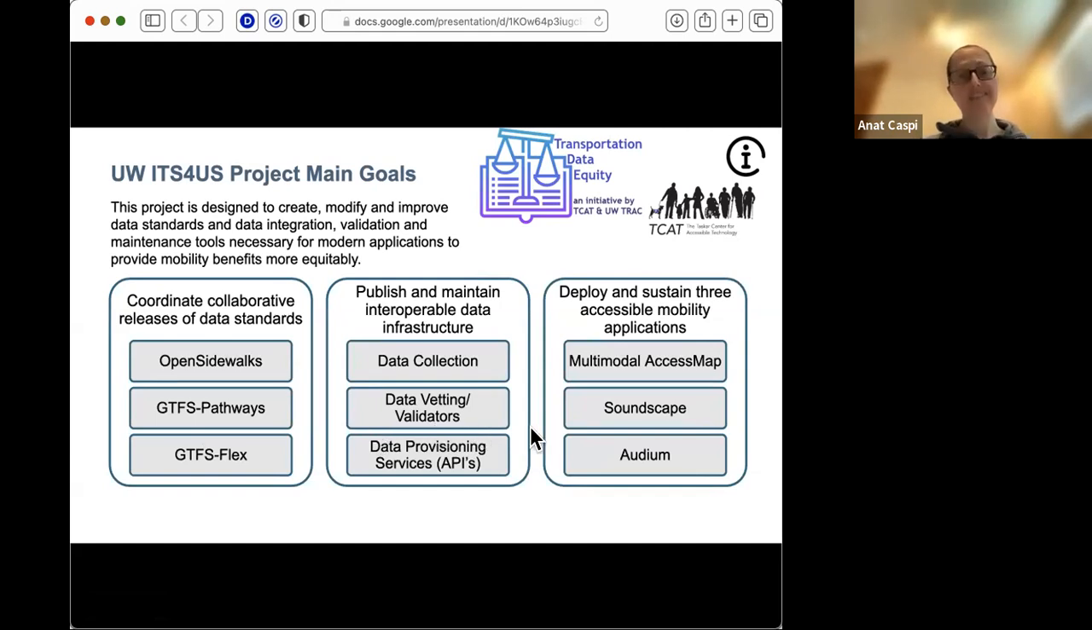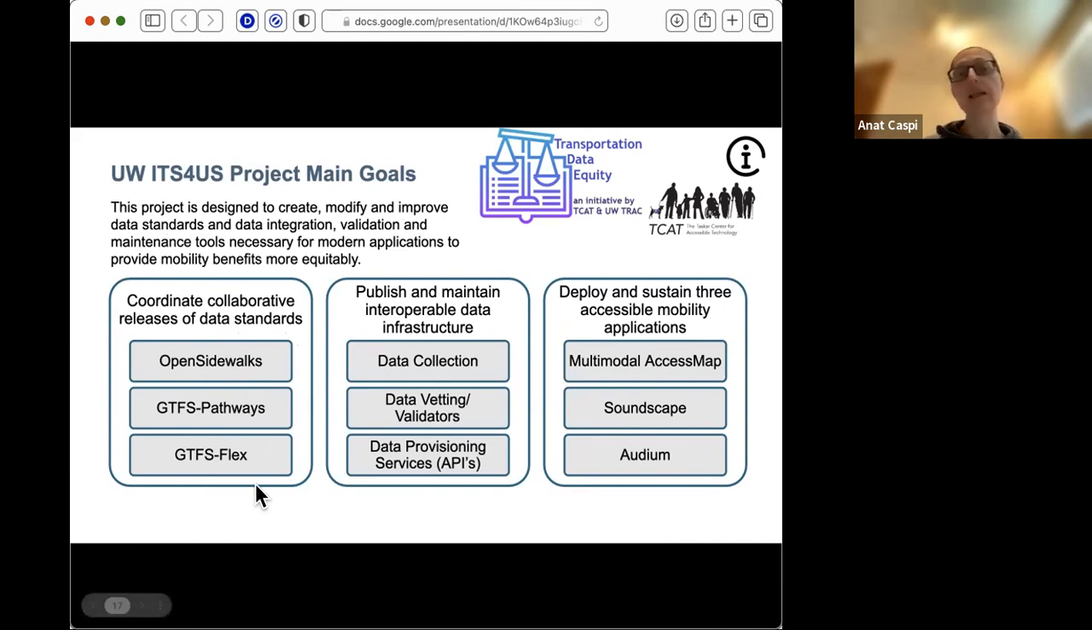So what are our project's goals? Now I gave you all this motivation. What are we actually trying to do? So the project is designed to create, modify, and improve data standards, right? So first we have these specifications that are out there. I should actually change this to say specifications. I apologize. We have not yet decided if we're going to push Open Sidewalks into a standardization process, because that's a big to-do.